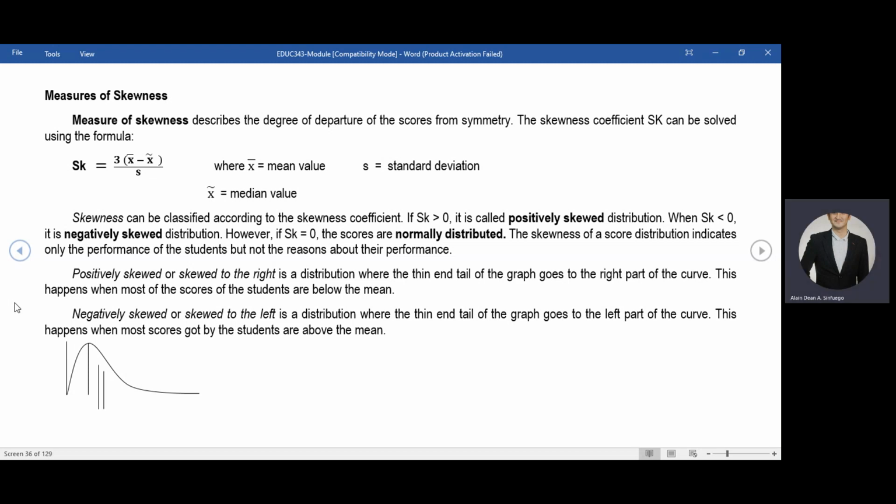Negatively skewed or skewed to the left. It is a distribution where the fin and tail of the graph goes to the left part of the curve. This happens when most scores got by the students are above the mean.